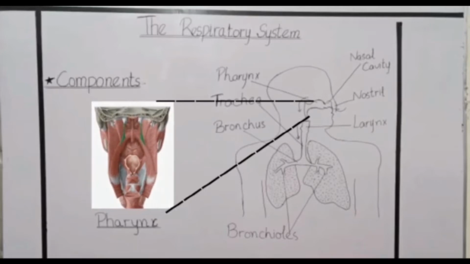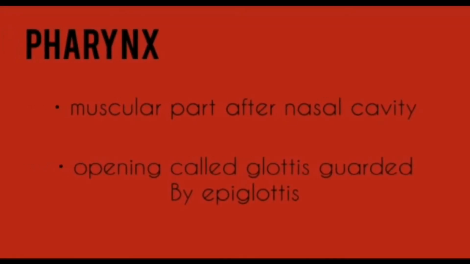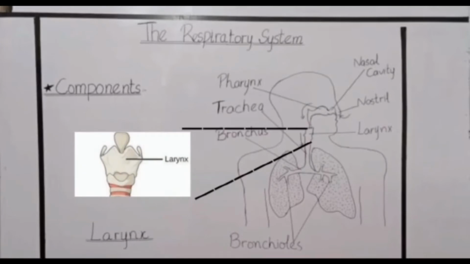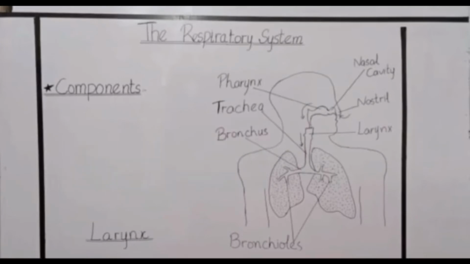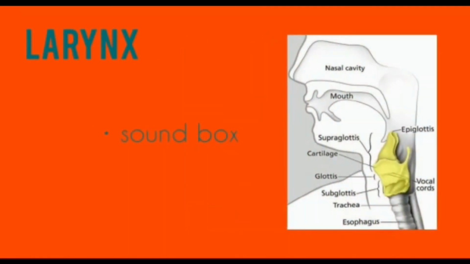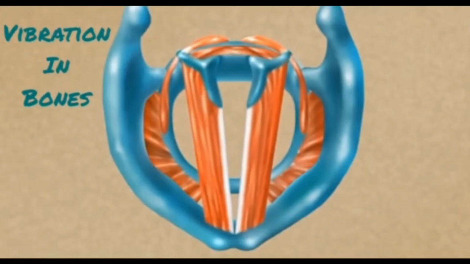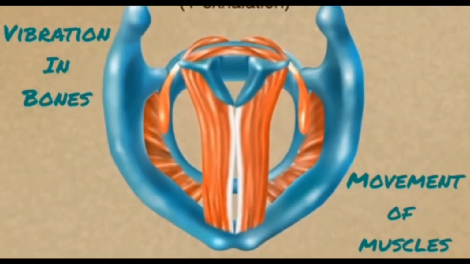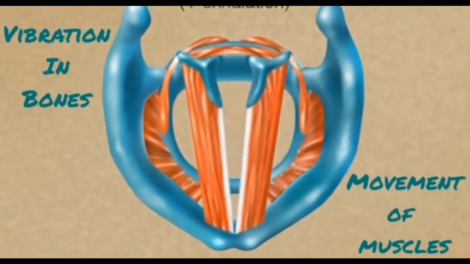After the nose and nasal cavity, there comes the pharynx. The pharynx is made up of muscle tissues and its opening is called the glottis, which is protected by the epiglottis. Next to the pharynx is the larynx, which is the bony part of our respiratory tract. It is also called the sound box through which sound is produced. The mechanism by which sound is produced is the vibration in bones and movement of muscles in the larynx.